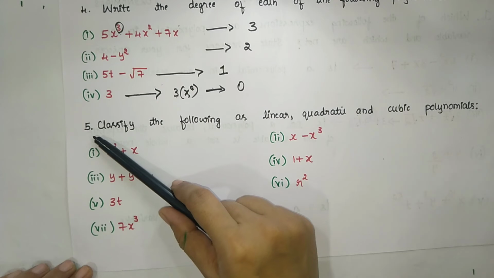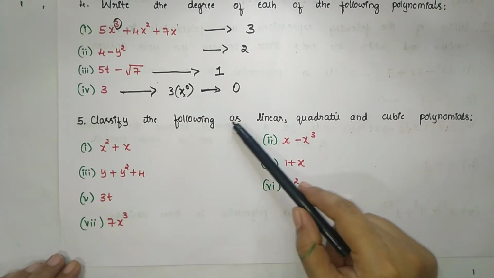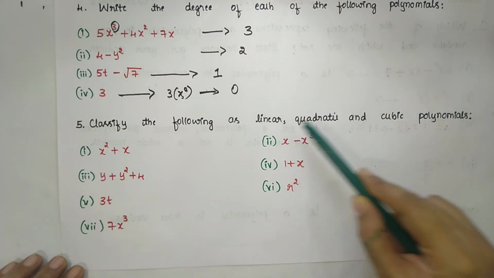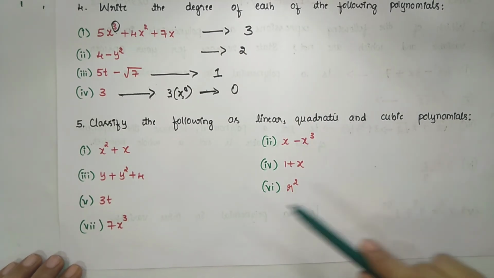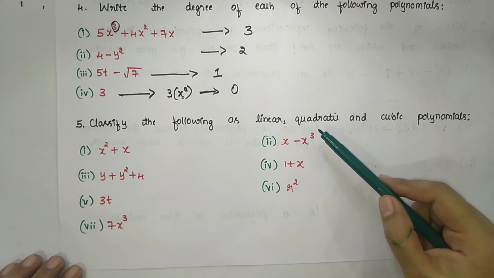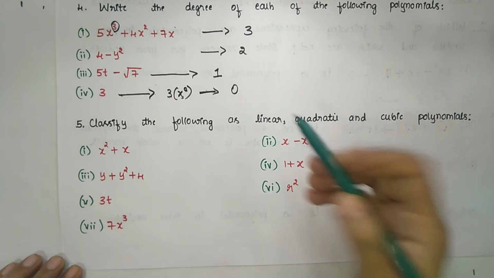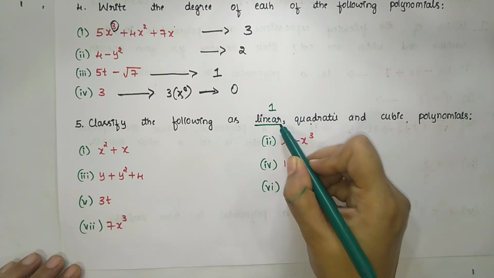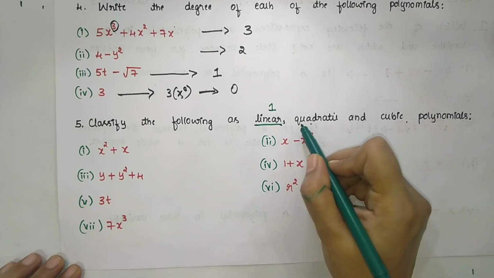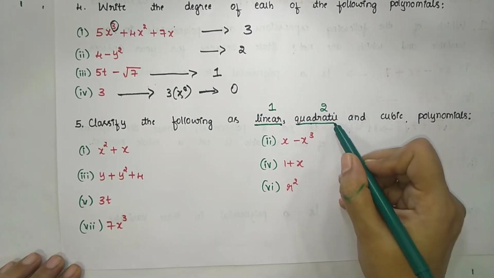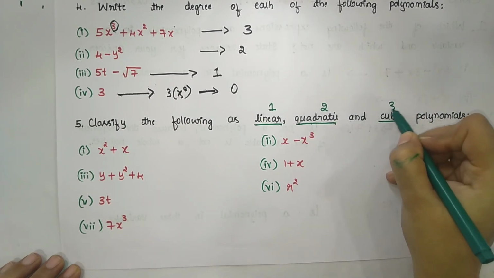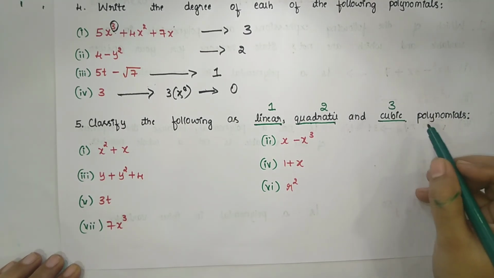The last and fifth question in the exercise is to classify the following as linear, quadratic and cubic polynomials. In order to answer this, first you should know what linear, quadratic and cubic polynomials are. Based on the degree, polynomials are classified into linear, quadratic and cubic. If the degree of the polynomial is 1, it is called a linear polynomial, if the degree is 2, it is called a quadratic polynomial, and if the degree is 3, it is called a cubic polynomial.